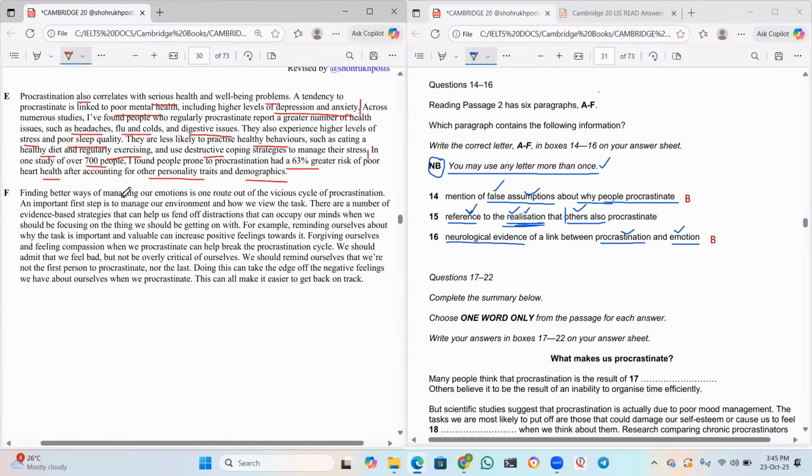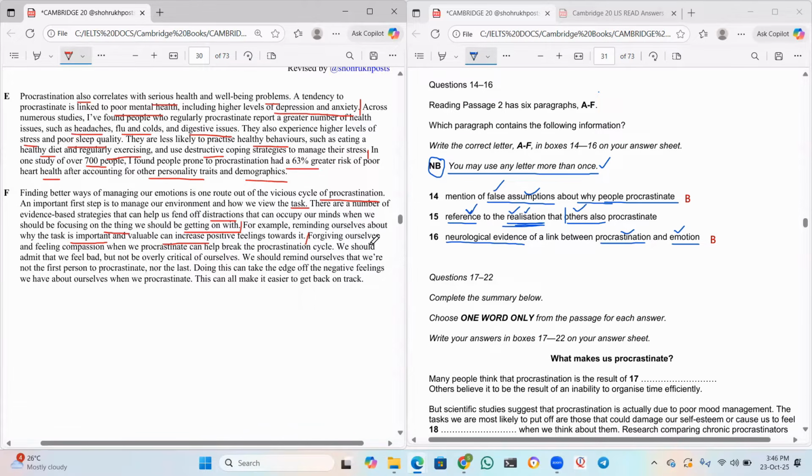Finding better ways of managing our emotions is one route out of the vicious cycle of procrastination. An important first step is to manage our environment and how we view the task. There are a number of evidence-based strategies that can help us fend off distractions that can occupy our minds when we should be focusing on the thing we should be getting on with. For example, reminding ourselves about why the task is important and valuable can increase positive feelings towards it.